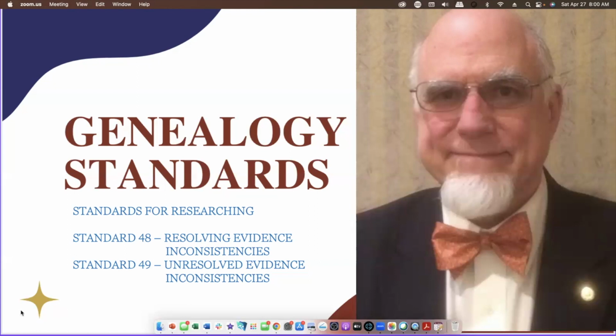Now, standard number 49 helps you to deal with the issue when you're unable to resolve those evidence inconsistencies, because standard number 49 is unresolved evidence inconsistencies. Genealogists understand that not all conflicting evidence can be resolved, and that in such circumstance, a conclusion cannot be proved. See glossary for definitions of conflicting evidence, evidence, and resolution. Now, that doesn't mean that a conclusion cannot exist. You can have a conclusion, it just won't be proved.